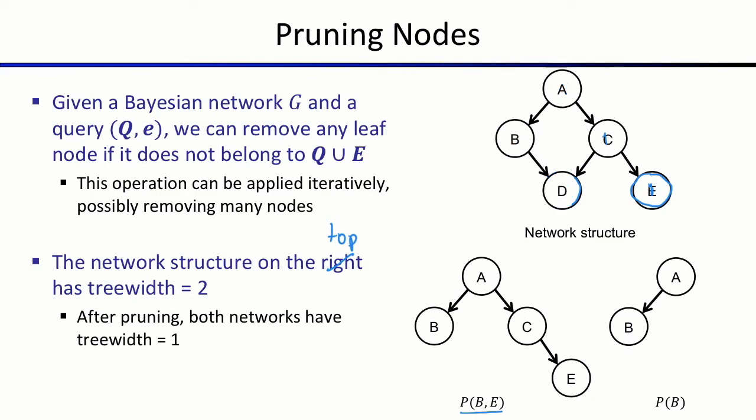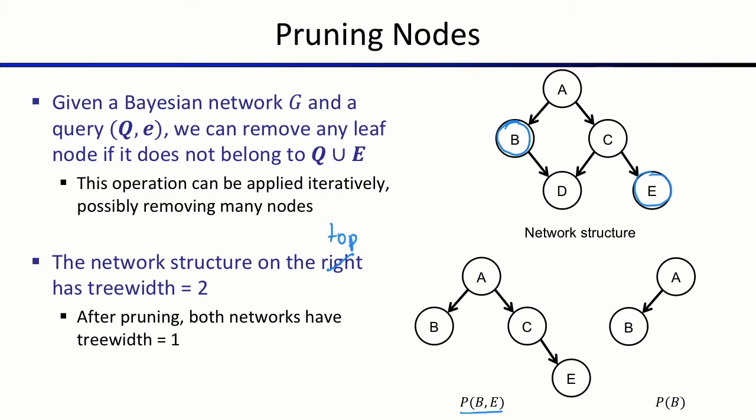Let me just erase this. We want to compute the query, the probability of B and E. So we observed B, so we are interested in B. This is going to be a query variable. We cannot prune it. And we are also interested in E. It's also a query variable.